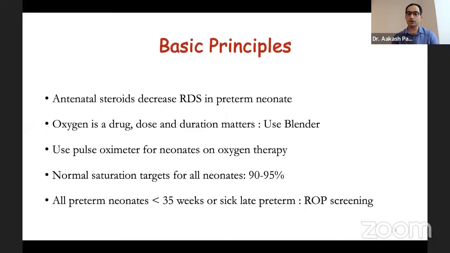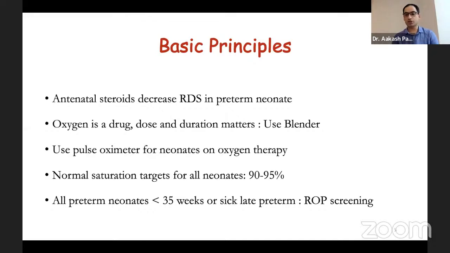Remember, just like any other drugs like inotropes, we are very cautious about using steroids in our NICU. Similarly, remember that oxygen is not a tonic, it's a drug. Therefore, its dosage and duration matter. Try to use oxygen in minimum possible dosages and for minimal duration. And the best way to do it is to use a blender. Even during resuscitation, one should always use a blender, and one should try to target a saturation of 90 to 95. That is a pre-ductal saturation of 90 to 95, irrespective of the gestation and irrespective of the disease process.